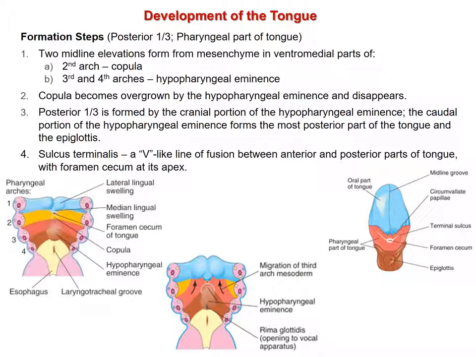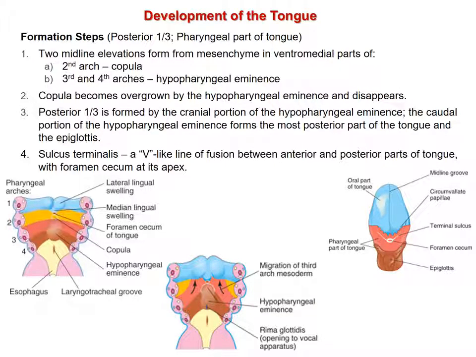Formation of the posterior third of the tongue, or the pharyngeal part, is indicated by 2 midline elevations that develop caudal to the foramen cecum. The copula is formed by fusion of mesenchyme from the ventromedial parts of the 2nd arch, and the hypopharyngeal eminence arises from fusion of mesenchyme from the ventromedial parts of the 3rd and 4th arches.